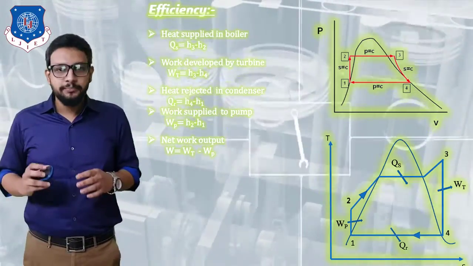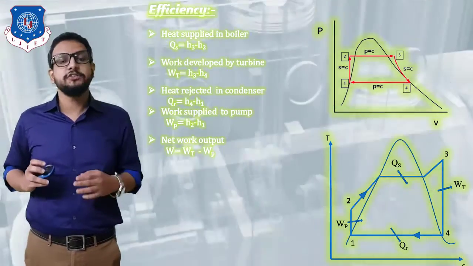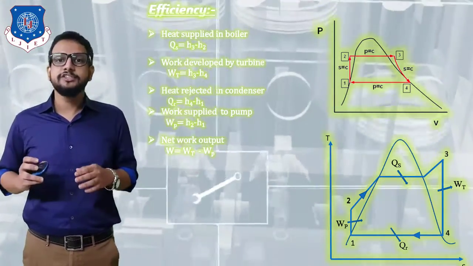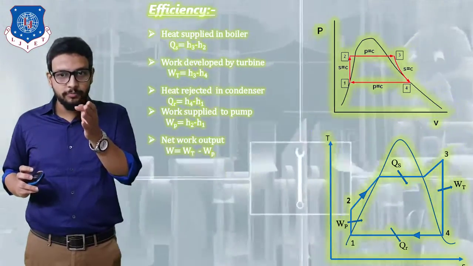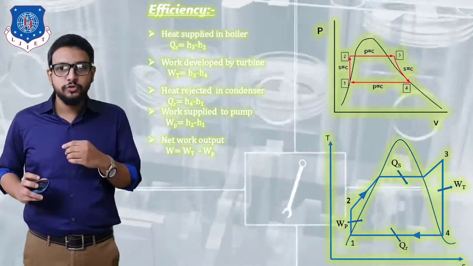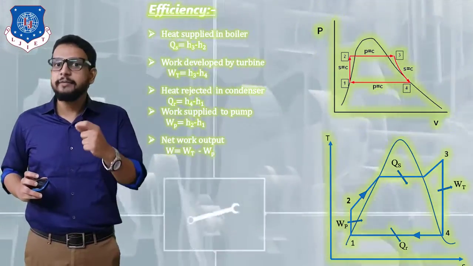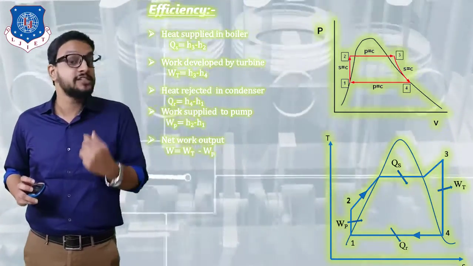So as you can see, heat supplied in a boiler, which is denoted by Qs, is equal to H3 minus H2. So we can say that at an exit of a boiler the point number is 3, and at an inlet of a boiler the point number is 2. So at which point will enthalpy be higher? We would say at point number 3 enthalpy will be higher, that is of a superheated steam, right?